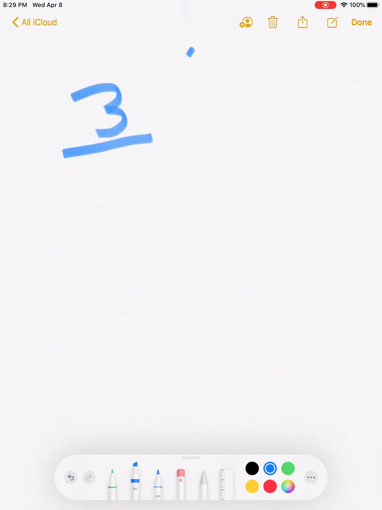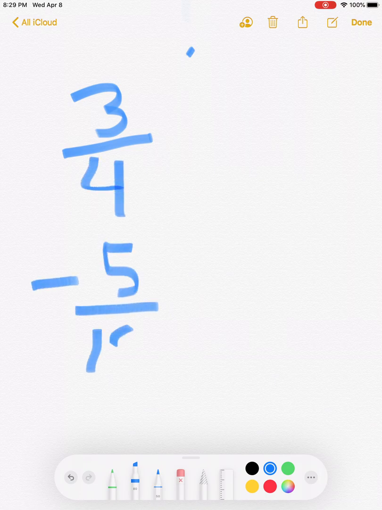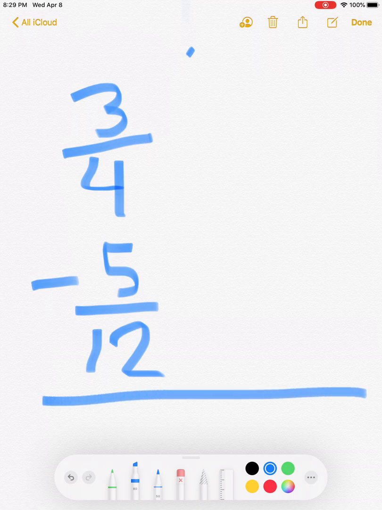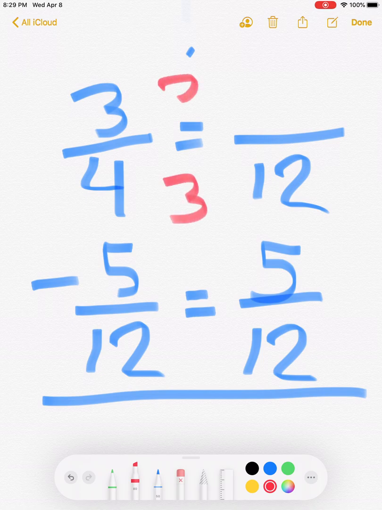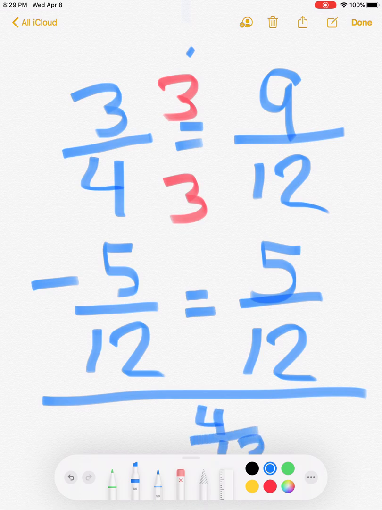You have a fraction, 3/4 minus 5/12. Here's an example of where you would get a common denominator. In this problem, it would be 12. We don't have to change the 5/12. 4 times 3 is 12. 3 times 3 is 9. Then we can subtract 4/12, which reduces to 1/3.